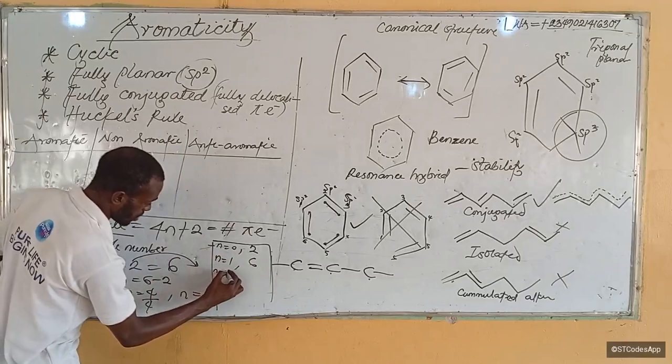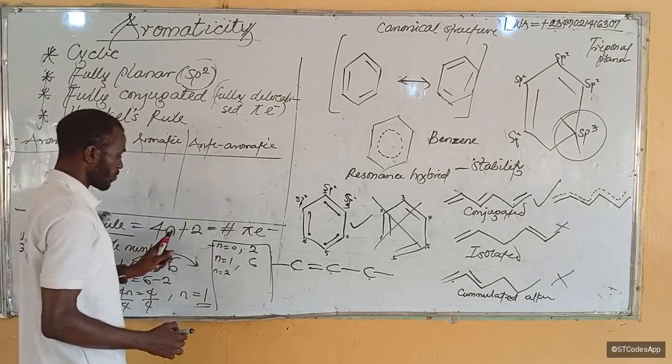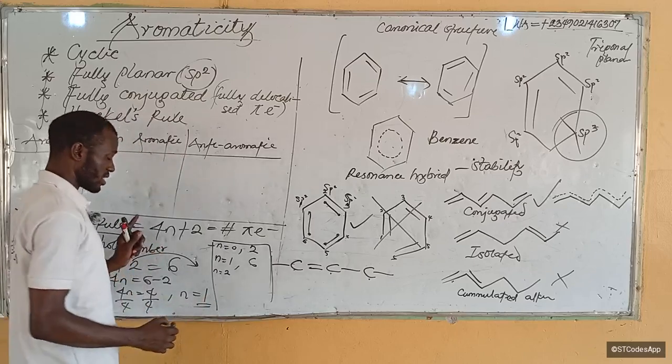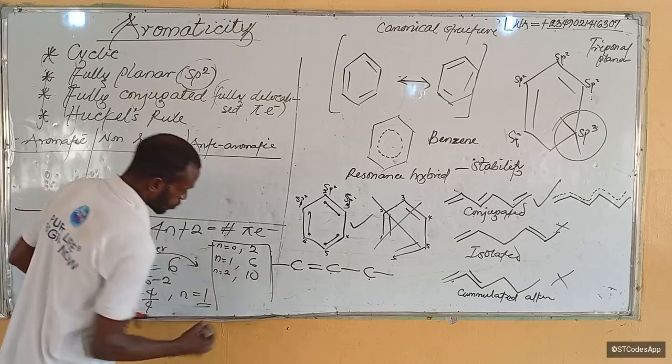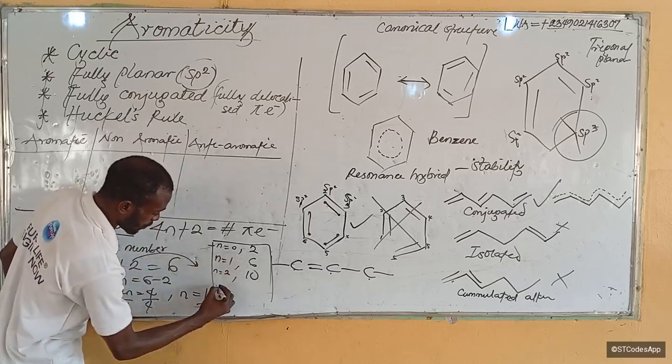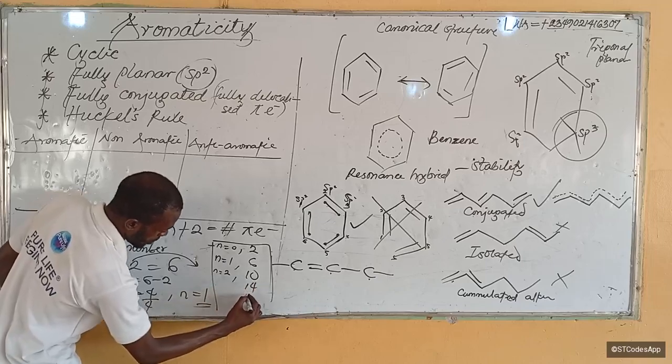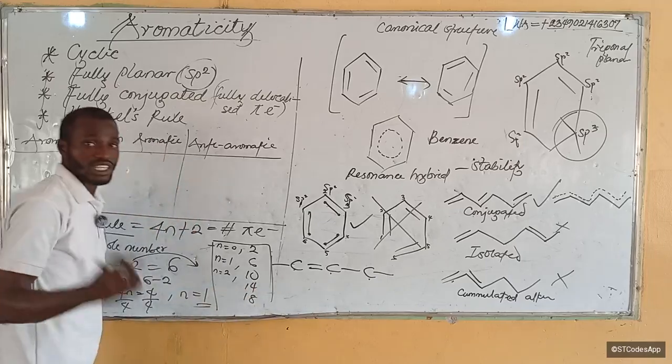Where n is equal to 2, 2 times 4, 8, 8 plus 2, 10. So what do you notice? It's increasing by 4 each time. So when n equals 3, we'll get 14. When n equals 4, we'll get 18. So this is how you do this.